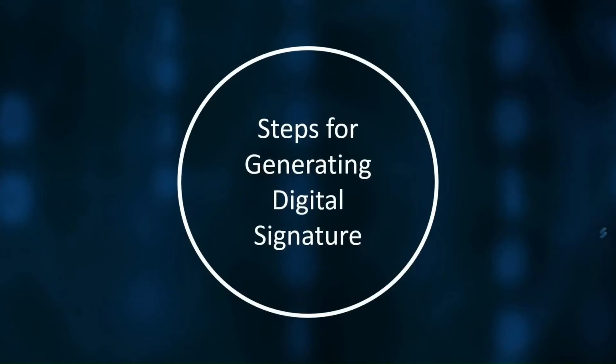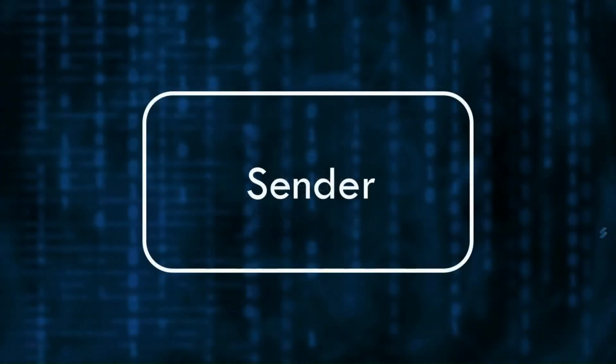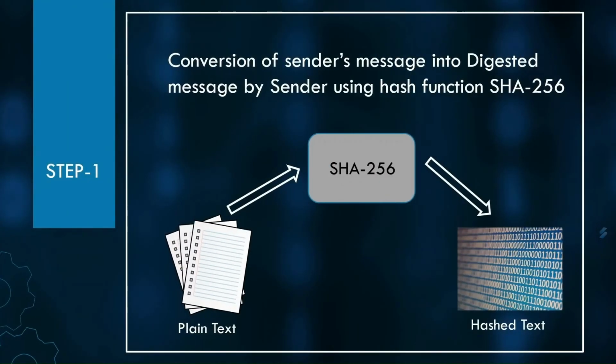Now we move ahead to our next topic, which is the steps required for generating a digital signature. The process starts from the sender's side. Step 1: conversion of the sender's message into a digested message. As shown in the diagram, the plain text is passed through the SHA-256 algorithm to convert it into a digested text.